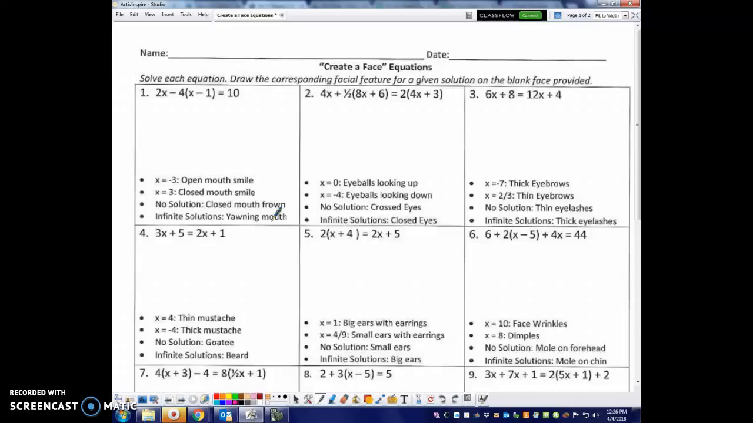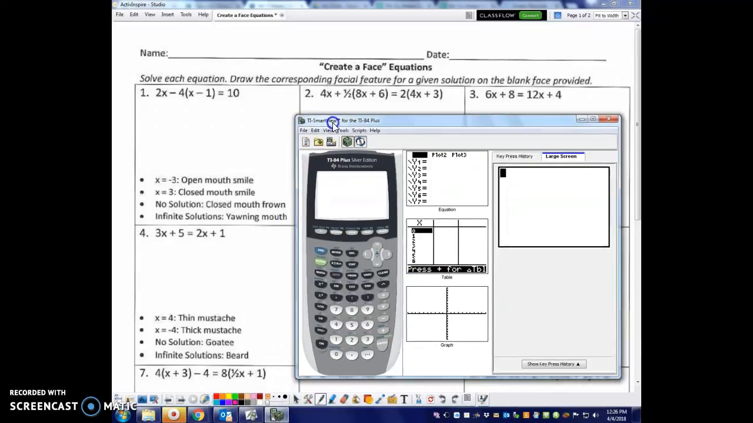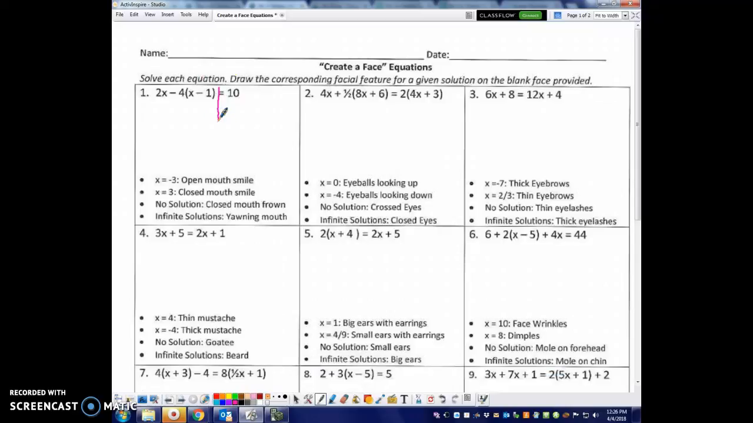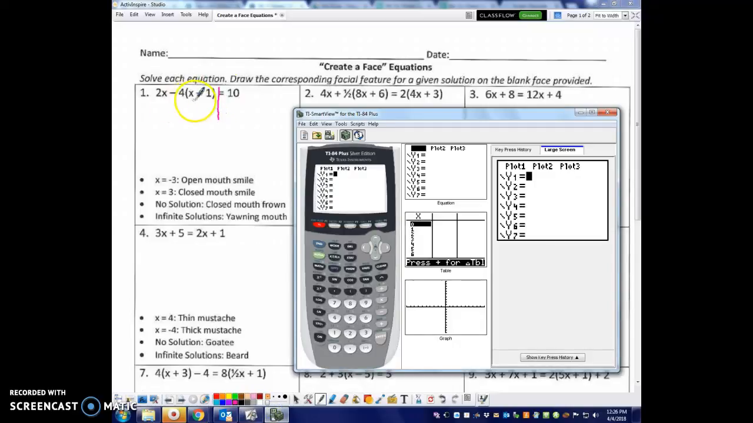So let's look at a couple together. So number one, again, I'm going to use the calculator, okay? Because this is just a review and to do your very best. So split it right down the middle. We put all this into y1. So 2x minus 4 parentheses x minus 1. In y2, we put the other side, 10. Okay, graph it.